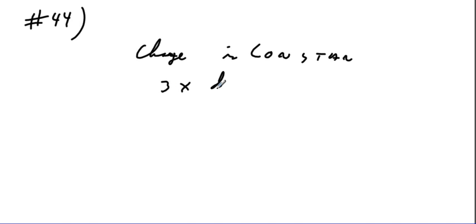Okay, so we have charge. Charge is constant. And we're going to go 3 times the distance, which implies the capacitance is going to go down by a factor of 3. It's going to be 1/3 of what it used to be.